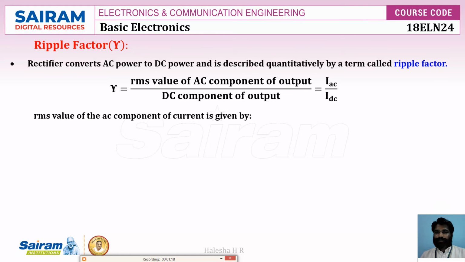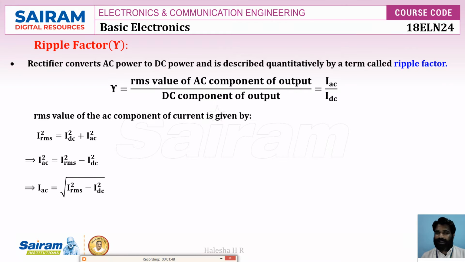So here we have an expression for IDC, but we don't have an expression for IAC. We do have an expression for IRMS, so from IRMS we can obtain IAC. The RMS value is given by IRMS square is equal to IDC square plus IAC square. From this expression, IAC square is equal to IRMS square minus IDC square. So IAC is equal to the square root of IRMS square minus IDC square. Substitute this IAC into the ripple factor: square root of IRMS square minus IDC square, divided by IDC.